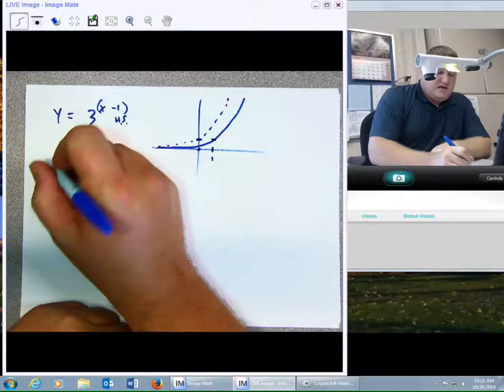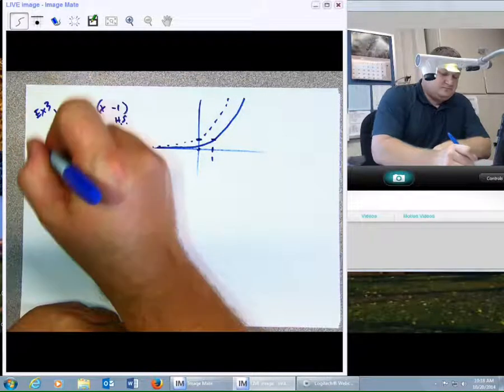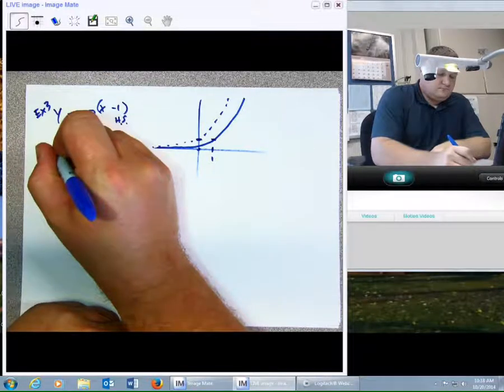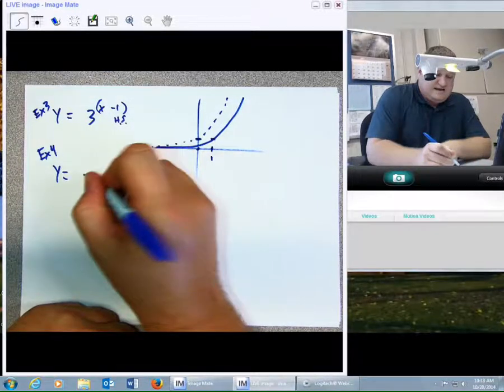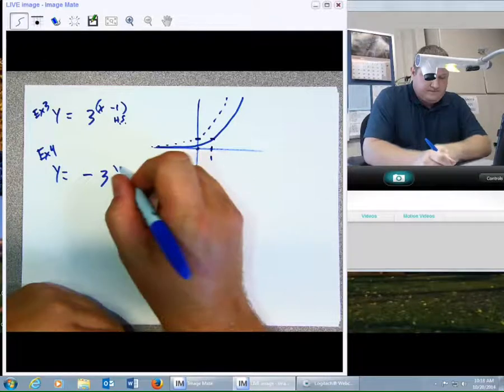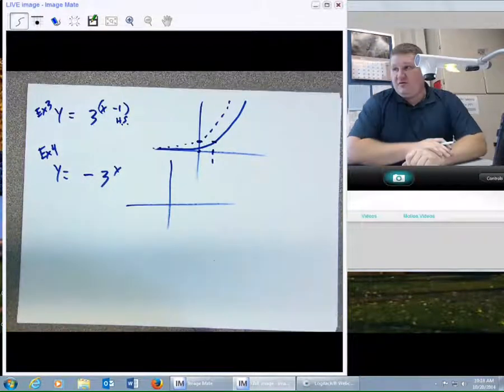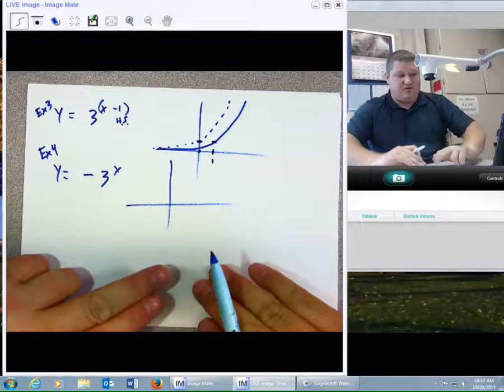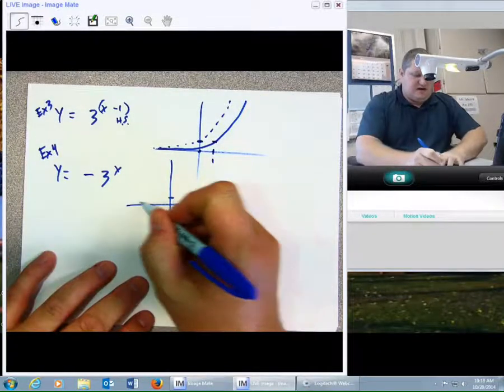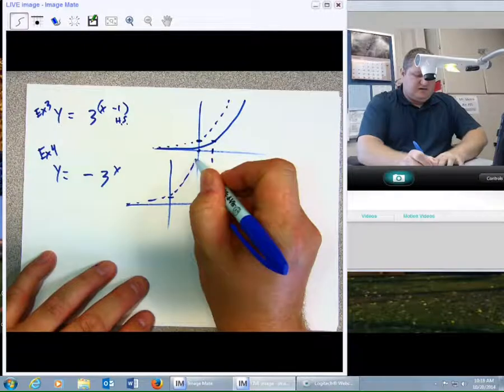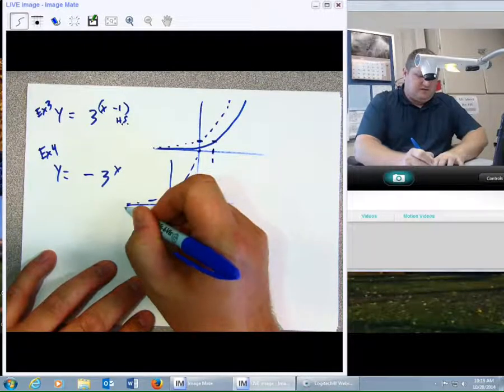And finally, y equals negative 3 to the x. Well, that's going to be reasonably enough. If I put a negative out in front of every other equation, it flips it vertically. It's going to do the same thing here. Instead of rising like this, it's going to go down.